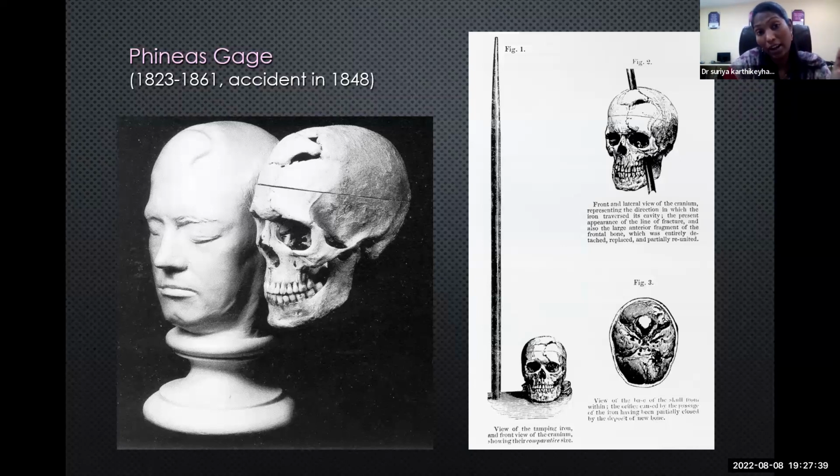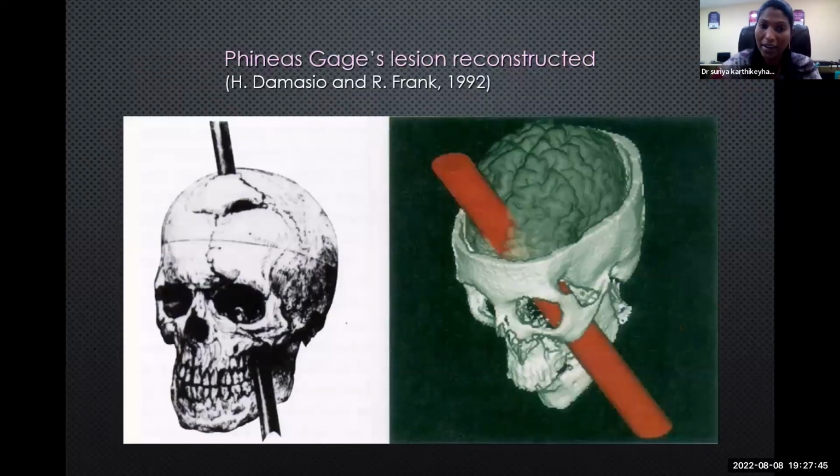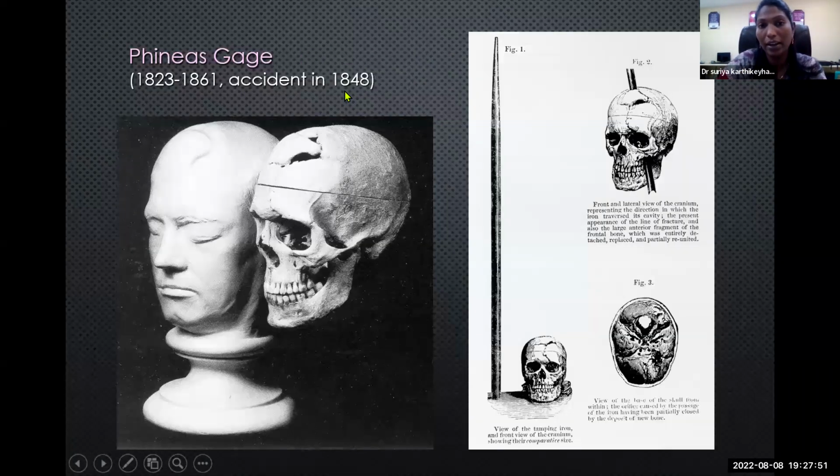But after 100 years, after the revolution of radiology, they reconstructed the skull in 1992. The accident happened in 1848. The patient died in 1862, at the age of 37, due to epilepsy, seizures. He did not die because of the accident; he died because of alcohol and seizures. He had not taken his medicines and lost follow-up, so he died at a young age.